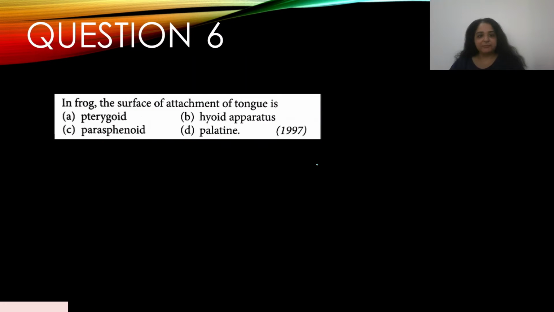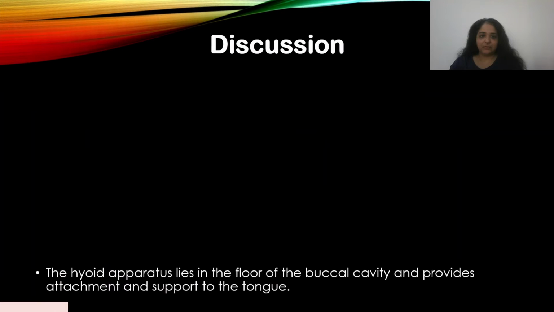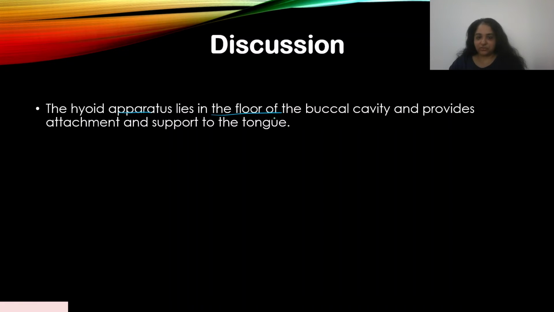Alright, question number 6. In frog, the surface of attachment of tongue is, and this appeared in 1997, A. Pterygoid, B. Hyoid apparatus, C. Parasphenoid, and D. Palatine. So the surface of attachment of tongue in frogs is hyoid apparatus. That's where the tongue is attached. So the answer over here is B. The hyoid apparatus lies on the floor of the buccal cavity and provides attachment and support to the tongue.